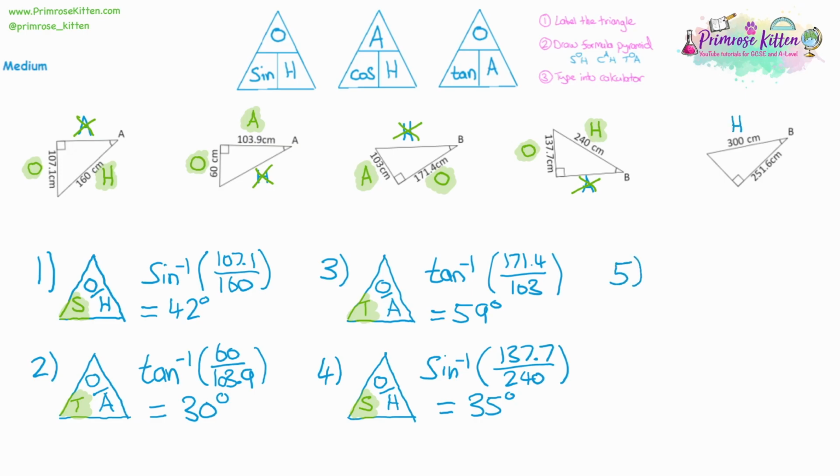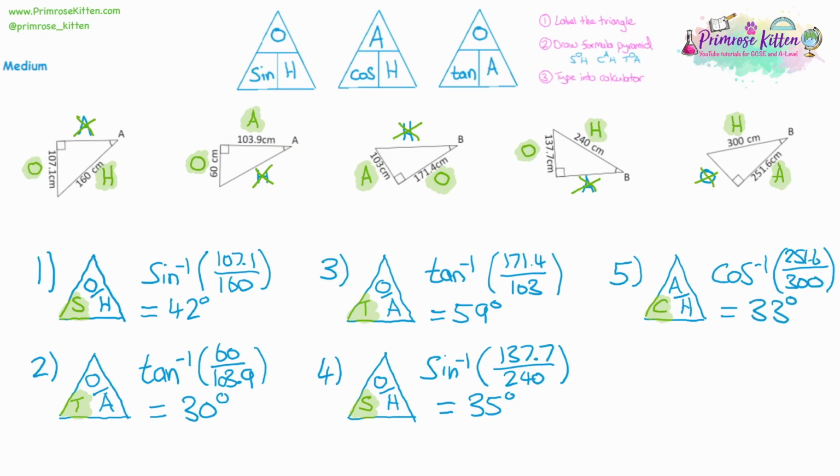Label the triangle: hypotenuse, adjacent, opposite. We have clues for the hypotenuse and the adjacent. We have nothing for the opposite, and A and H only appear in the cos pyramid. C, A, H. We're looking for the angle, cover it up, and we're left with A over H. So on our calculator, cos to the power of -1, and in brackets, we're going to have the adjacent 251.6 over the hypotenuse 300, and that should give us an answer of 33 degrees.